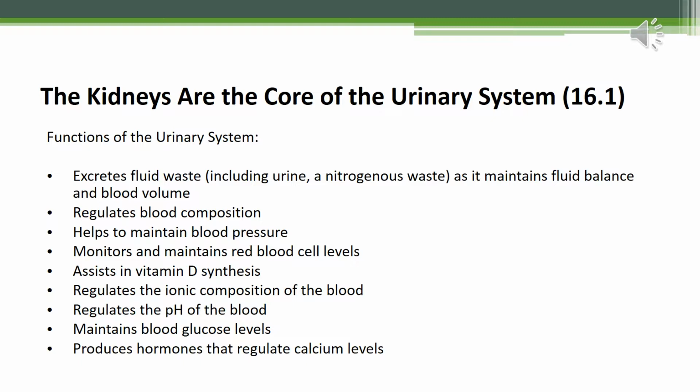The urinary system helps to maintain blood pressure. It also monitors and maintains erythrocyte levels. It assists in vitamin D synthesis. The urinary system regulates the ionic composition of the blood. It regulates the pH of the blood. It helps to maintain the blood glucose levels. And finally, certain parts of the urinary system produce hormones which regulate calcium levels.